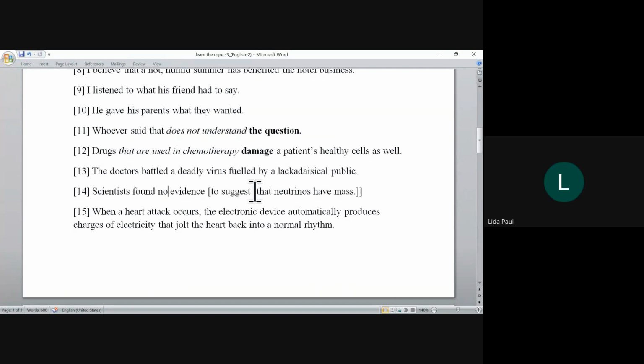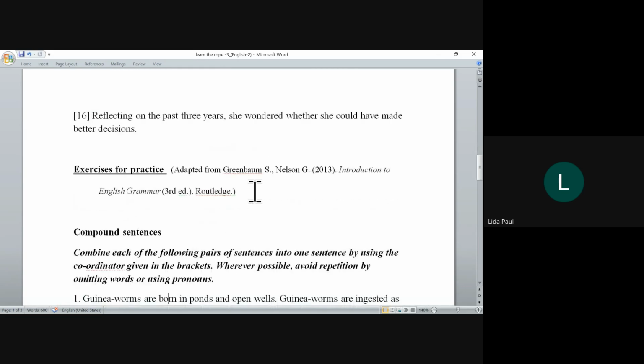No, not noun. Read the sentence entirely before answering. When a heart attack occurs, the electronic device, when does all this thing happen? When does the electronic device automatically produce charges of electricity, so on and so forth? Adverbial. Yes, it directly tells you the time when all these things happen, right? Or the occasion in which all of this happens. So, adverbial.